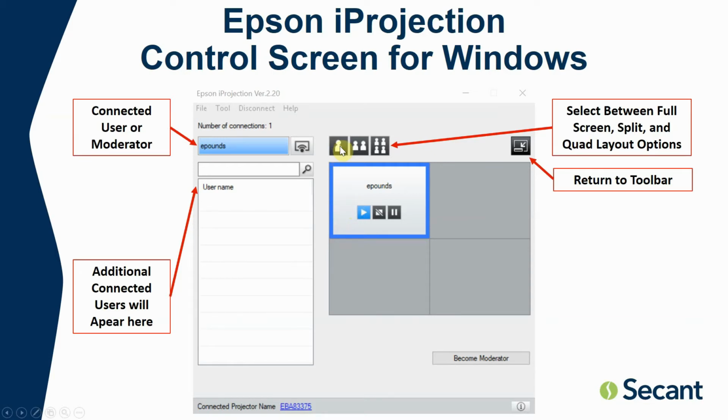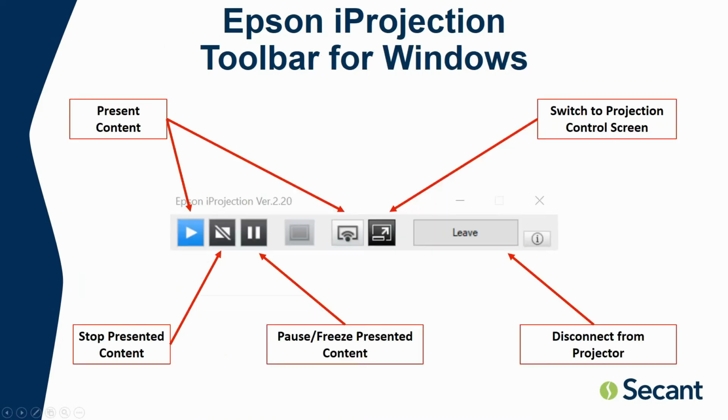This icon allows you to go full screen. You can do a split screen, or you can do a quad view. You'll notice the moderator's name will be shown here, and if students are connected, they'll display in a list here where you can pick and choose which student you want to be displayed and whether or not you want them to be full screen, split screen, or in a quad view. Press this button to return to the main toolbar. Press the Leave button and you'll be disconnected from the projector.